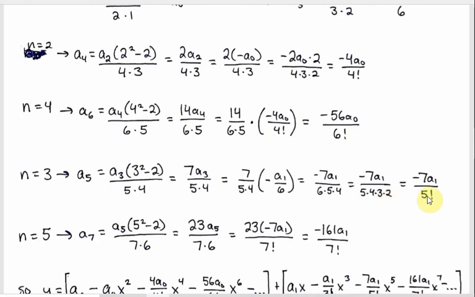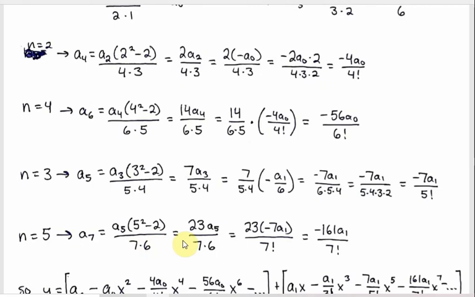All right. So then at least we're seeing some kind of pattern, right? a4 has got 4 factorial in the denominator. a6 has got 6 factorial. a5's got 5 factorial. a7 has got 7 factorial, right? Because if you rewrite a7 using the recurrence formula, it's a5 times 5 squared minus 2 over 7 times 6.